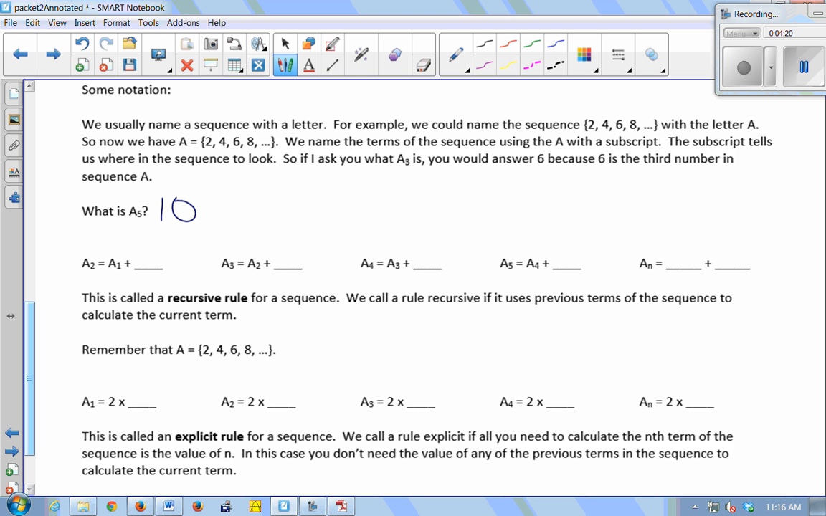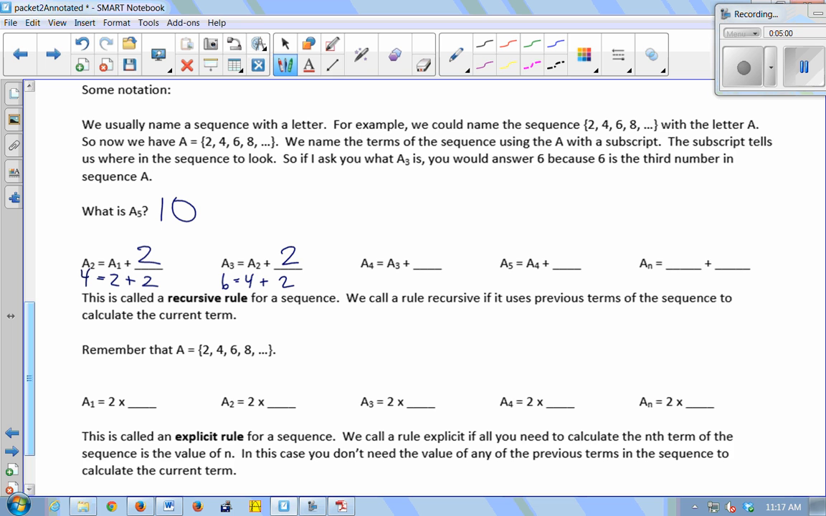So A2, what number is that? 4, right? The second number in the list, is equal to A1, which is what? 2, plus what? Right, plus 2. Good. So A2 is equal to A1 plus 2. A3, which is 6, is equal to A2, which is 4, plus what? 2. So A3 equals A2 plus 2.